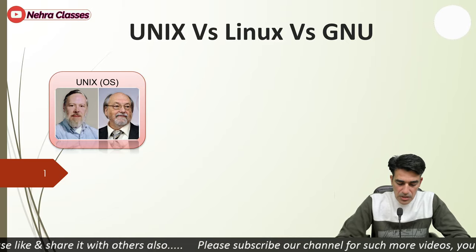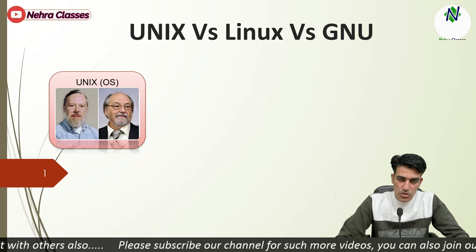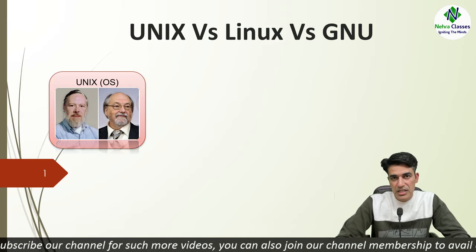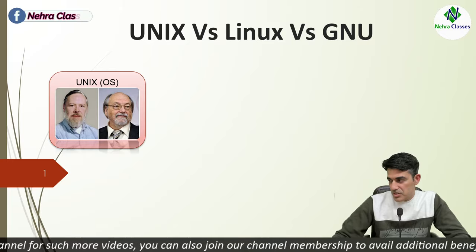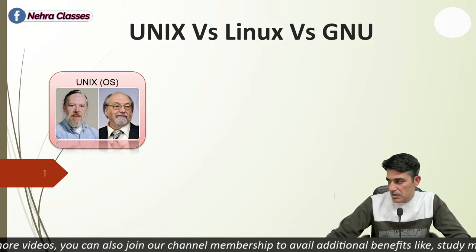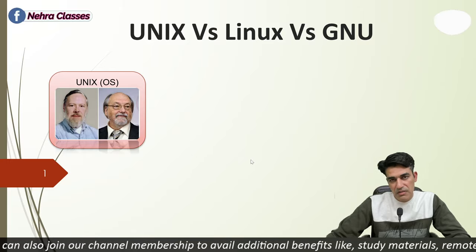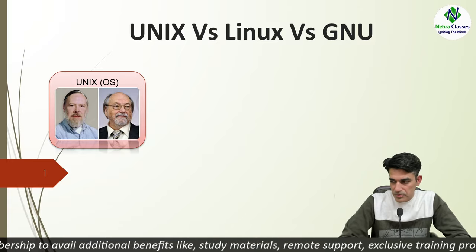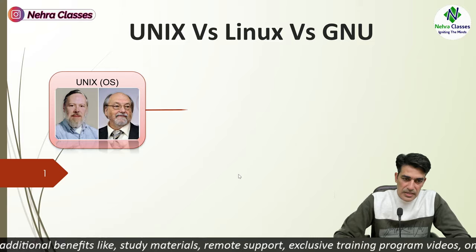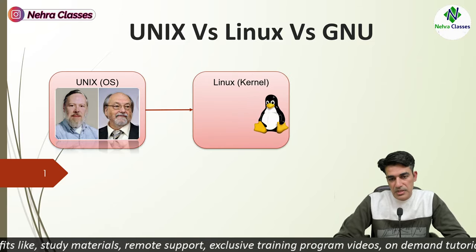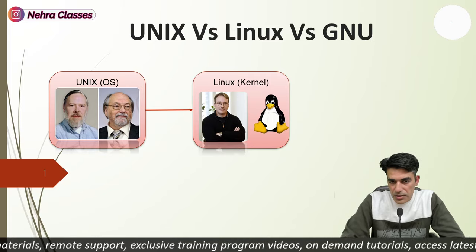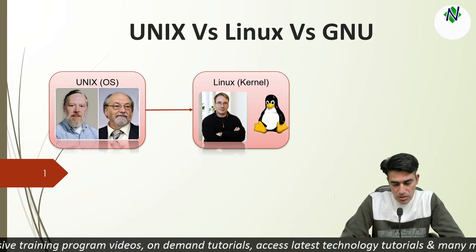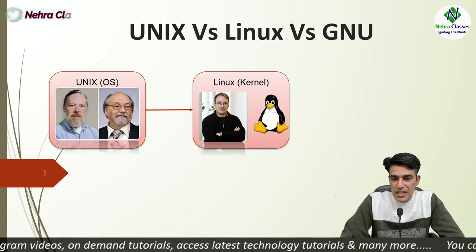Then these two guys rewrote the entire operating system in the B language, and after that they used the C language. C language was there in the development of this Unix operating system, and after that it became very popular. After that, in 1991, Linus Torvalds, with the help of this Unix operating system, developed the Linux kernel.